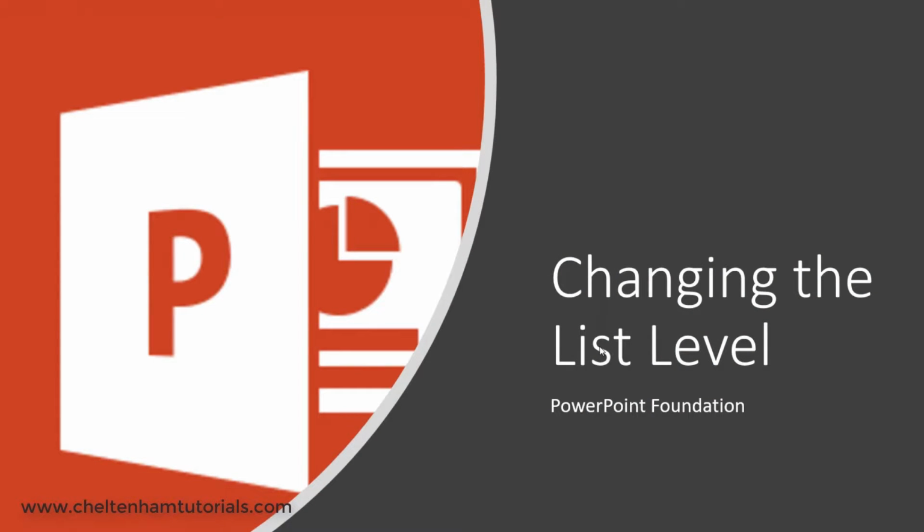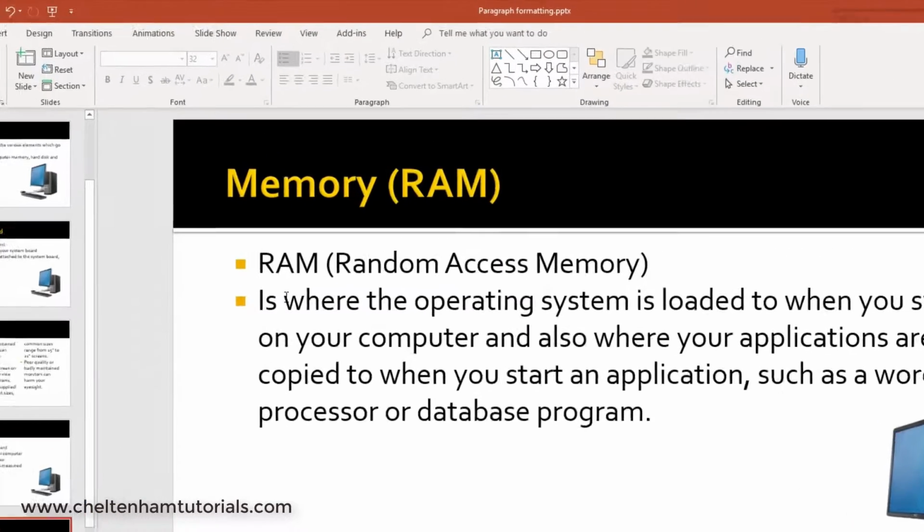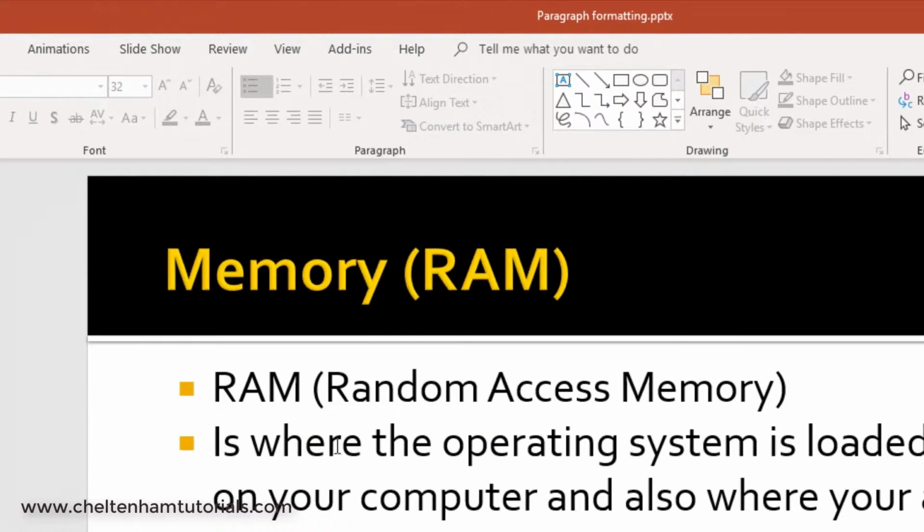Right, next we're going to look at changing the list level. Now here's a typical slide. The first item here is basically talking about something called RAM. And this really is sort of more explanation. So what we should do is really indent this as a sort of secondary level.